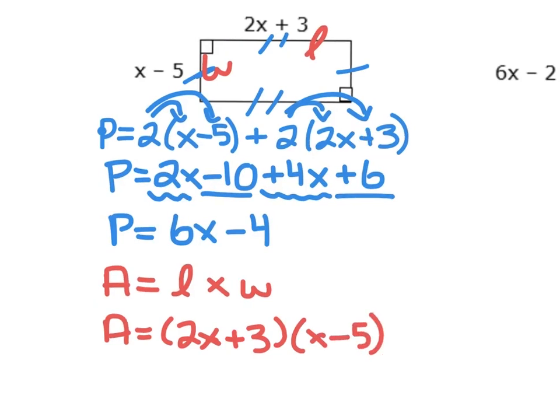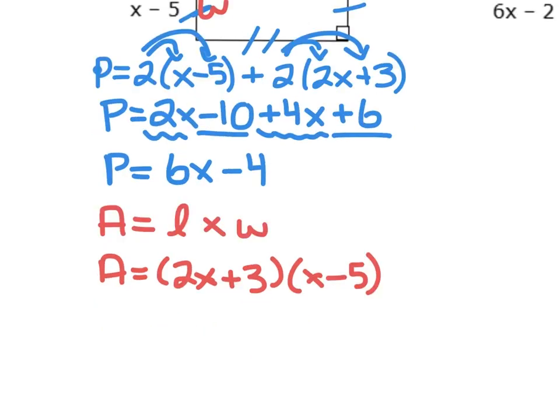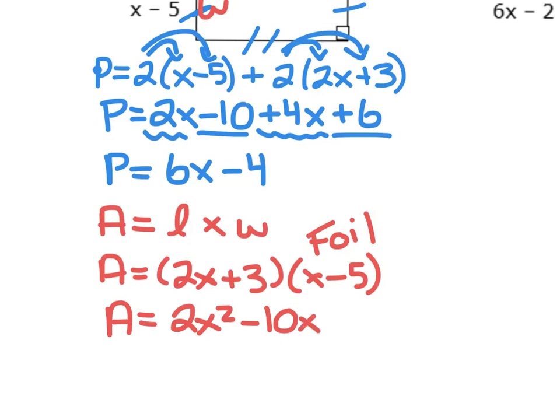And now, this isn't new. We know how to solve with brackets like this. Again, we would FOIL. So we start with the first. We get 2x squared. The outsides, we get negative 10x. The insides, 3x. And then the last, negative 15.